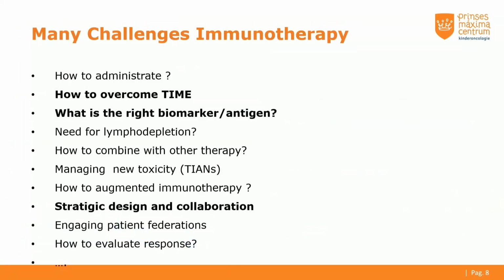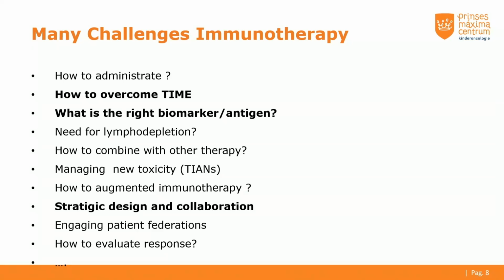But of course, it comes with many challenges. Because this is an educational session for a new generation, there are a lot of things we need to address in the coming years. One of them is how to administer it. Do we do it IV, intraventricular, intratumoral? What's the best way to efficiently get the therapy there? How do we overcome the tumor microenvironment? I think that's a huge issue we need to address. What is the right biomarker? Do we need lymphodepletion for CAR-Ts like for ALL, or is it not needed because there aren't any lymphocytes anyway?